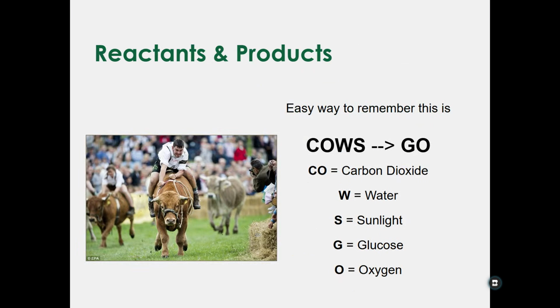In order to remember the reactants and products, the easier acronym you can remember is COWS GO. Cows would have carbon dioxide, water, and sunlight, and then they go by producing glucose and oxygen.